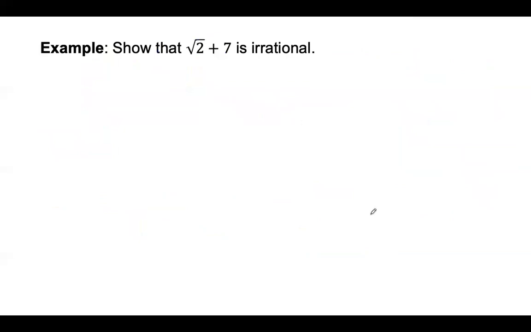So let's do this one. Show that the square root of 2 plus an integer is irrational. It's kind of common sense, because we have an irrational number plus an integer, so it's still going to be irrational. But how do we explain it? So note that the square root of 2, we can rewrite it, and it's the same thing, as the square root of 2 plus 7 minus 7. And we know this part, the square root of 2, is known to be irrational.